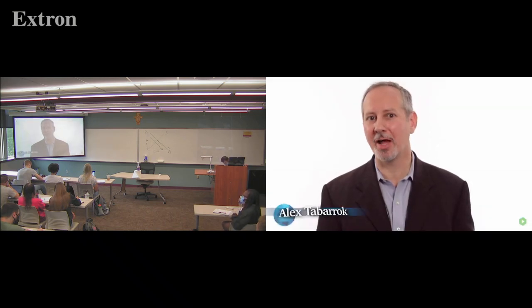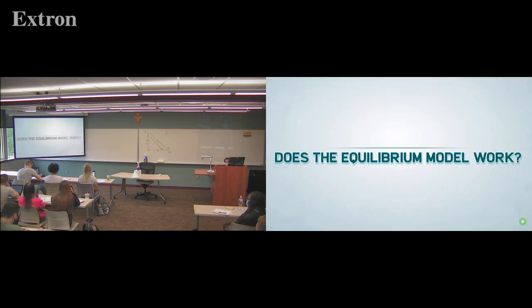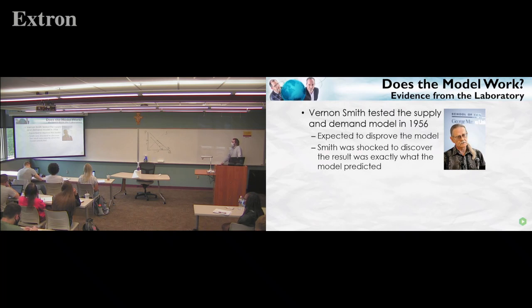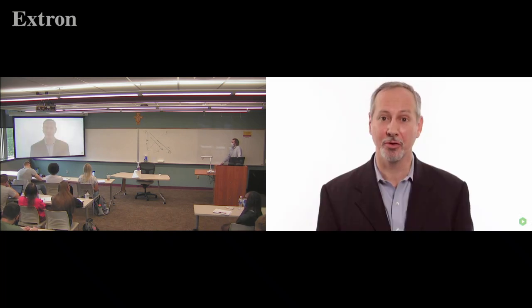Now that we understand supply and demand and the equilibrium process, we can ask, does the model work? Some of the most impressive evidence was developed in 1956 by Vernon Smith, one of the founders of experimental economics. Smith actually expected that his lab experiments would disprove the model. But he was shocked when time and time again the model predicted exactly what happened. Vernon Smith was awarded the Nobel Prize in Economics in 2002. Let's take a look at what he did.